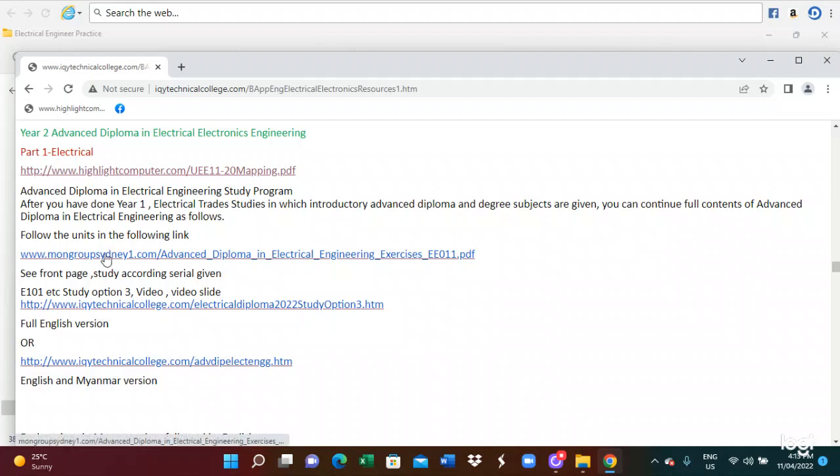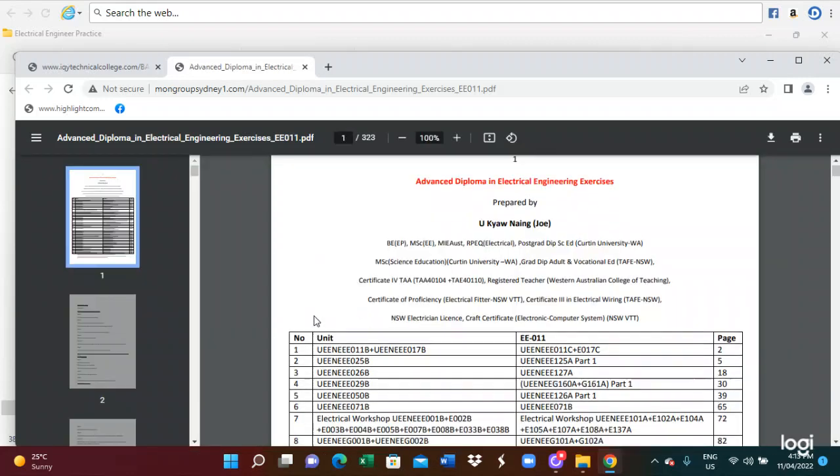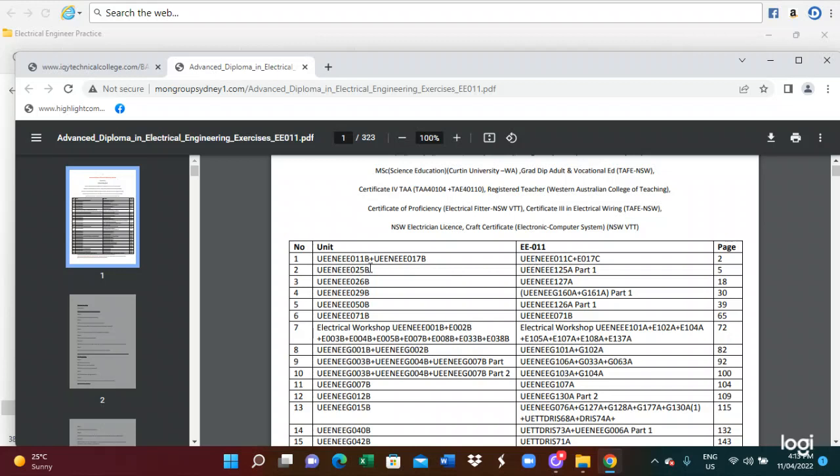So this is for the unit link. Given this link here, you see the link here. The code numbers you can see on this link. So UE011, no? Those are unit groups. You can start at any unit group, and this is the exercise and appropriate page number. So those unit groups you can follow.